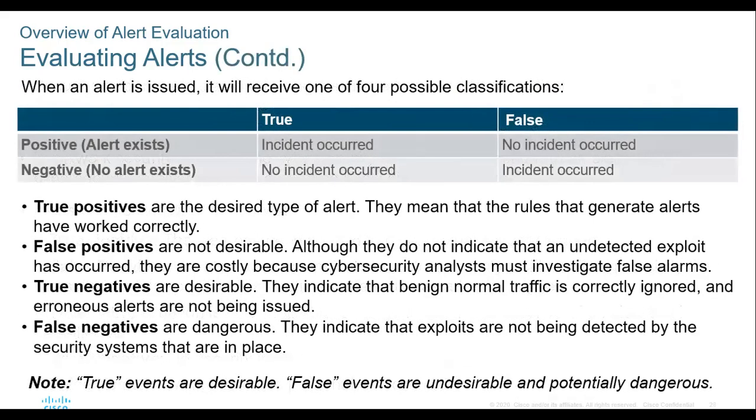So you can see a table to give you a summary of the whole thing. When an alert is issued, it will receive one of the 4 possible classifications. Incident occurred, no incident occurred. That's when you look at the positive alerts. Under the positive alert, when we say incident occurred, it is true. When no incident has occurred, it is false. Under the negative, or no alert exists: if it is true, you have no incident occurred. If it is false, you have an incident occurred. So true positives are the desired type of alert. They mean that the rules that generated the alert have worked correctly. So the rule that generated it is working effectively.